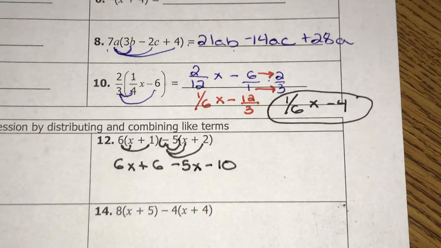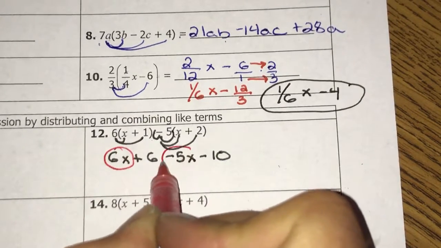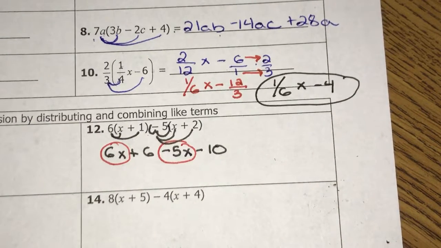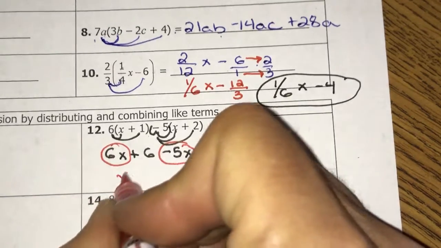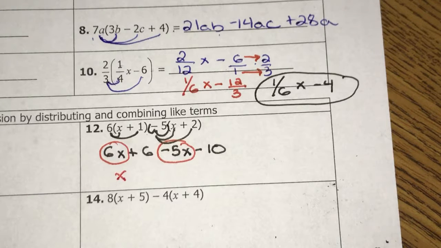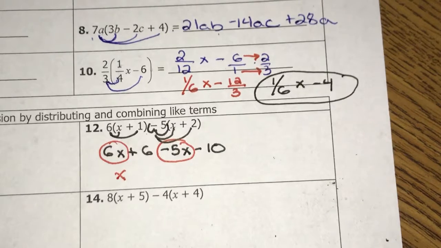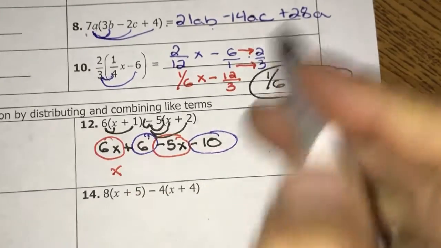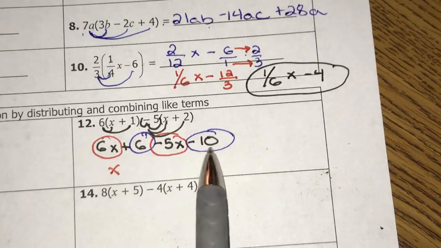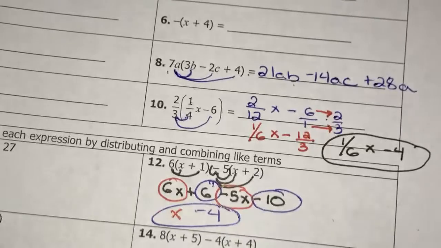After we distribute, we're back to what we did yesterday. Find your like terms and combine them together. So I have x's. 6x, and minus 5x. Those are my like terms. So that's x. We don't need to write the 1 in front of the x. 6 minus 5 is 1, but we just write it as x. And then we have a 6 and a negative 10. So it's a positive 6 minus 10 would give me a negative 4. So my final answer is x minus 4.